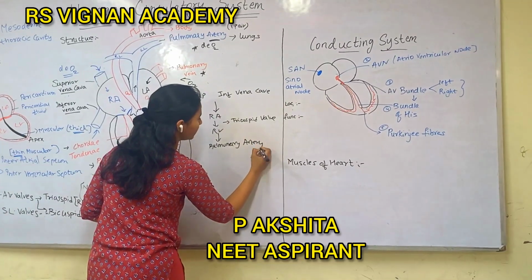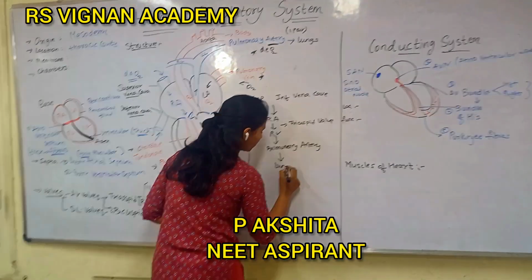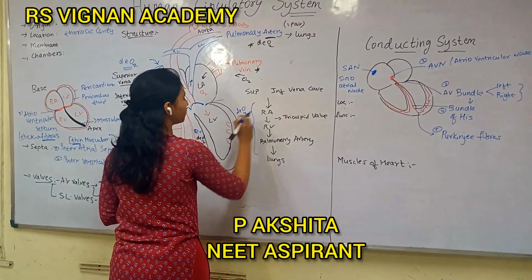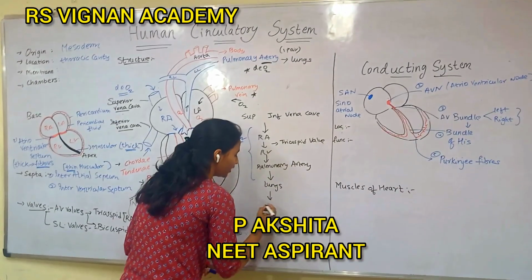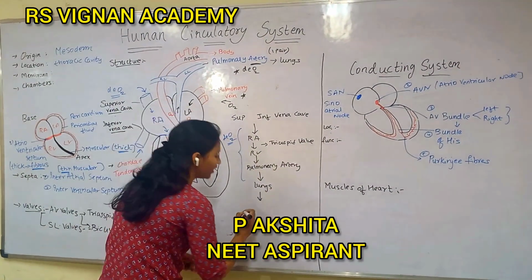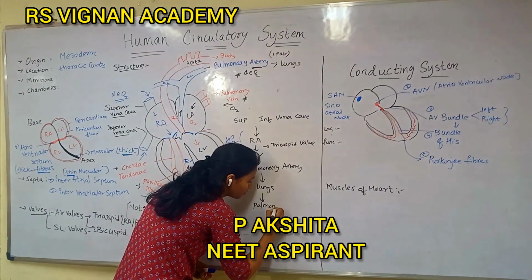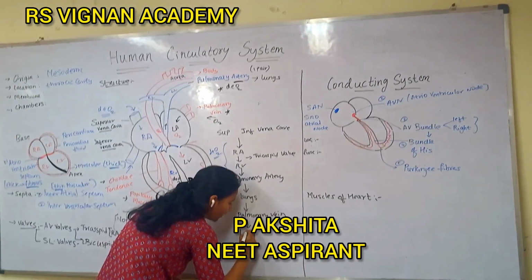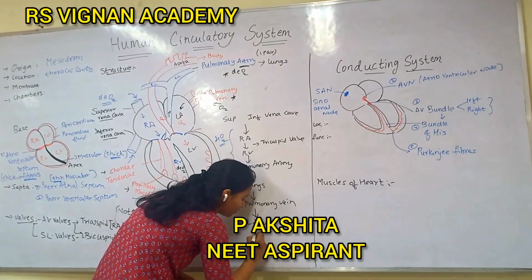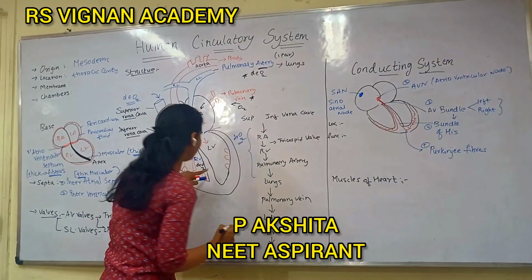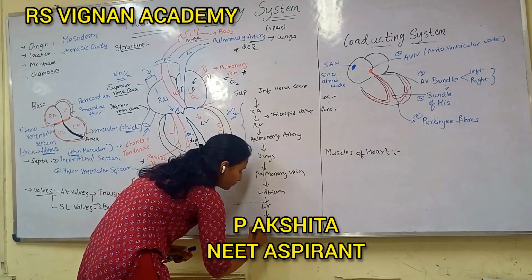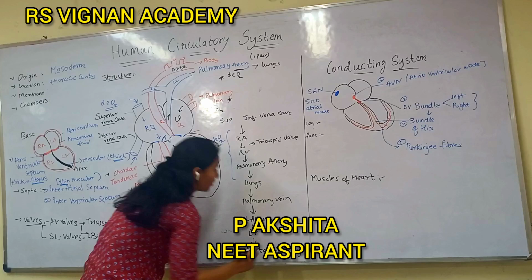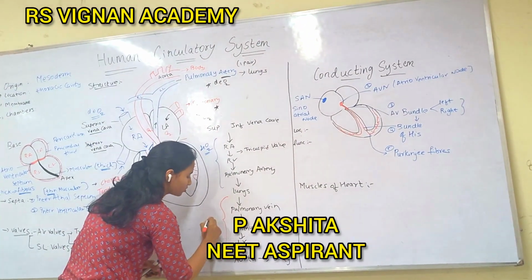And from the pulmonary artery, it will be sent towards the lungs. Now all this blood is deoxygenated blood. Now from the lungs, it will carry oxygenated blood. The pulmonary vein will carry the oxygenated blood and send it towards the left atrium and left ventricle, and from the left ventricle it will go into the aorta and to the body parts. Now all of this blood is oxygenated blood.